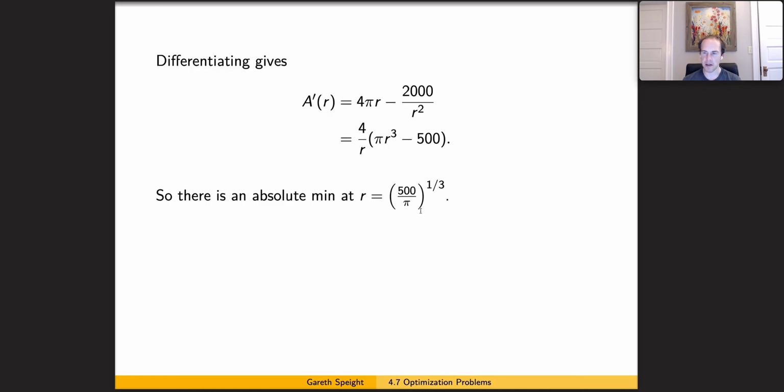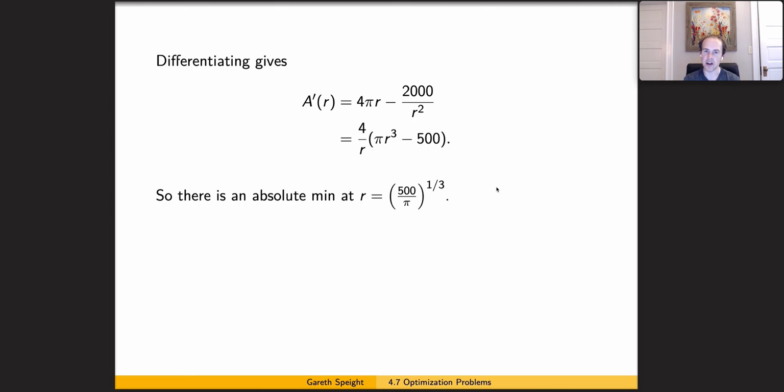Okay, if r is bigger than this value, the derivative is positive. And if r is less than this value, the derivative is negative, if we go back to the formula. So that means we're decreasing until we get to this value, and then afterwards we're increasing. Okay, this is going to be an absolute min. So this really is the absolute min by the first derivative test for absolute max and min.